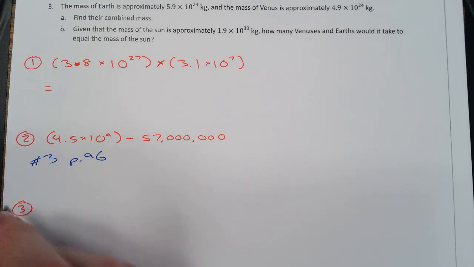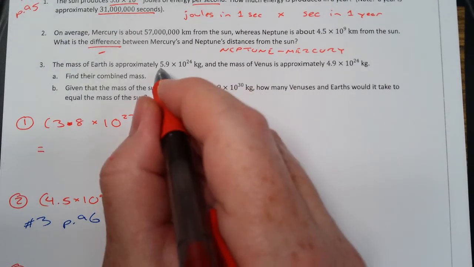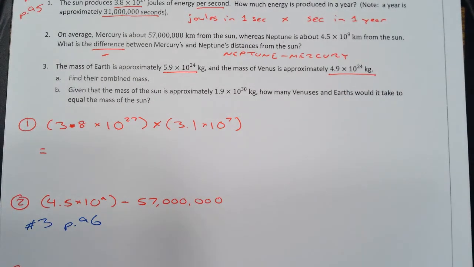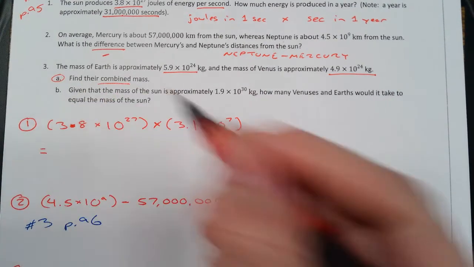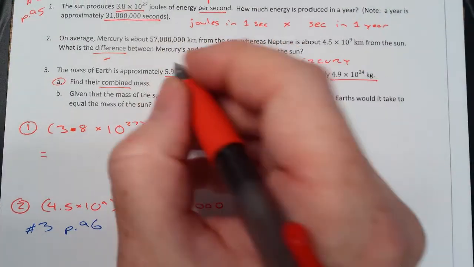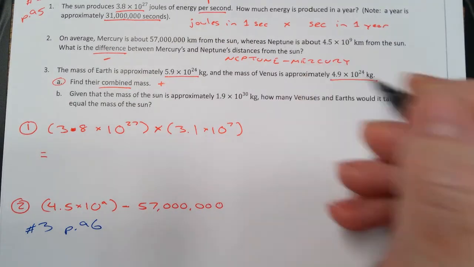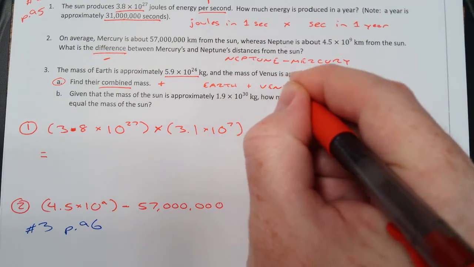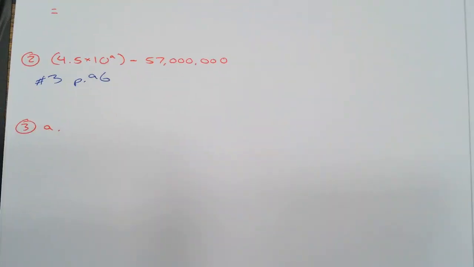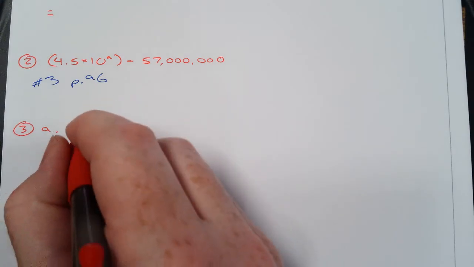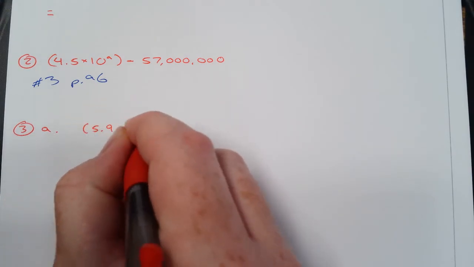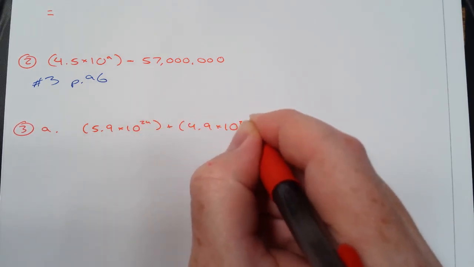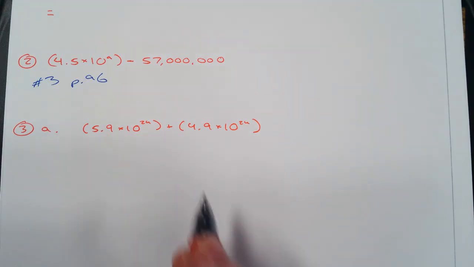For number 3, it says the mass of the Earth is that. The mass of Venus is that. For part A, it says find their combined mass. Combined is another way to say put together, so you're going to add for part A. You're going to do Earth plus Venus. So for number 3A, you're going to do the Earth, which is 5.9 times 10 to the 24th, plus Venus, which is 4.9 times 10 to the 24th. You're going to add those together.